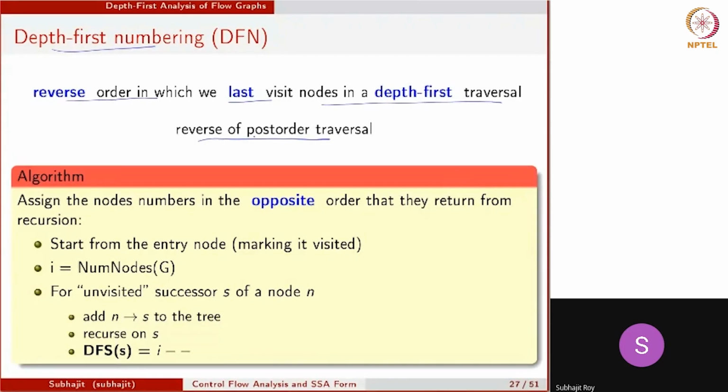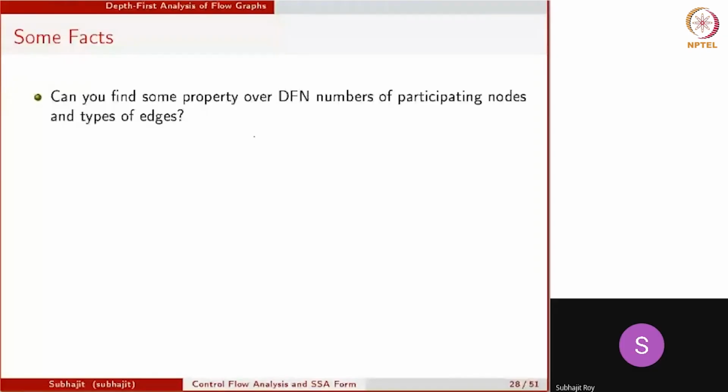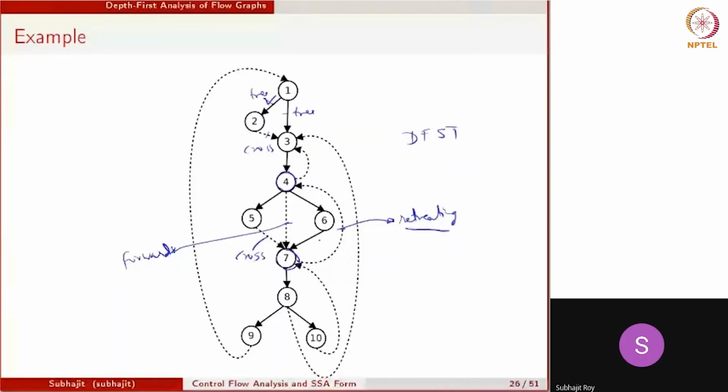Right? So let me go back to this and try to explain what this depth first numbering is. Let us see what this depth first traversal might have looked like. First you would have visited 1, then 3, then 4, then 6, because 6 goes deeper. Then you would have visited 7, then 8, then, say, 9, and then 10.